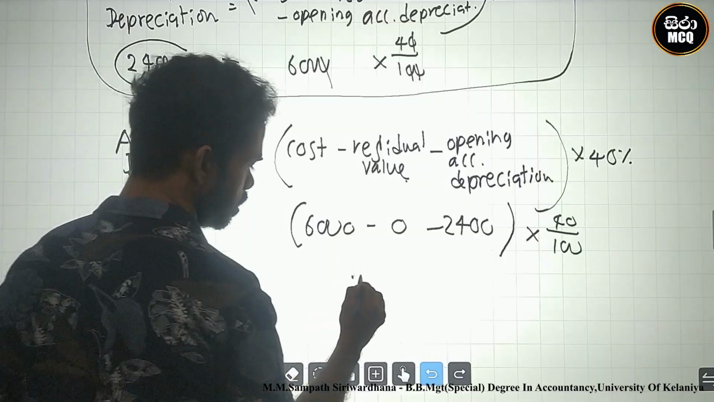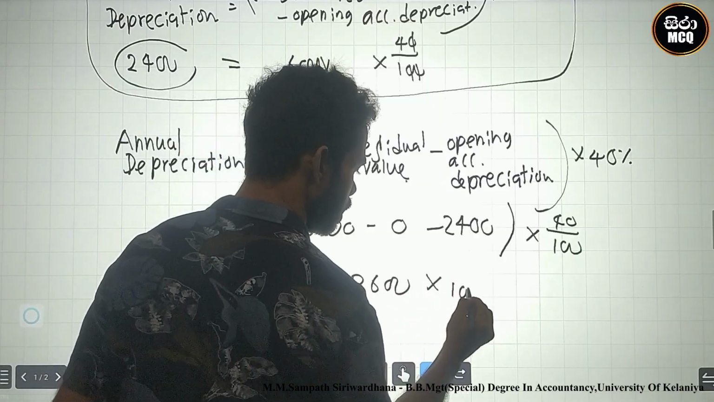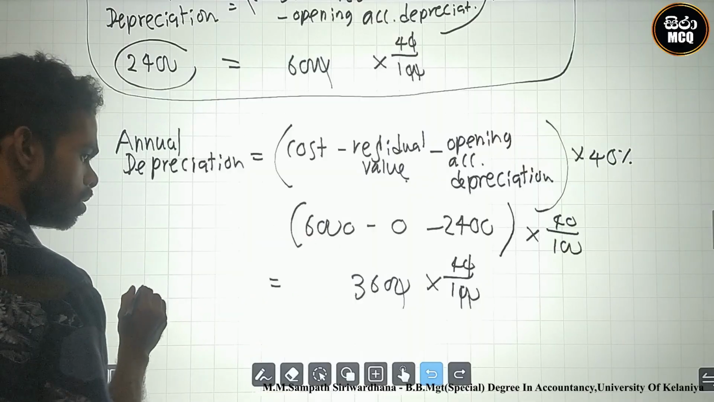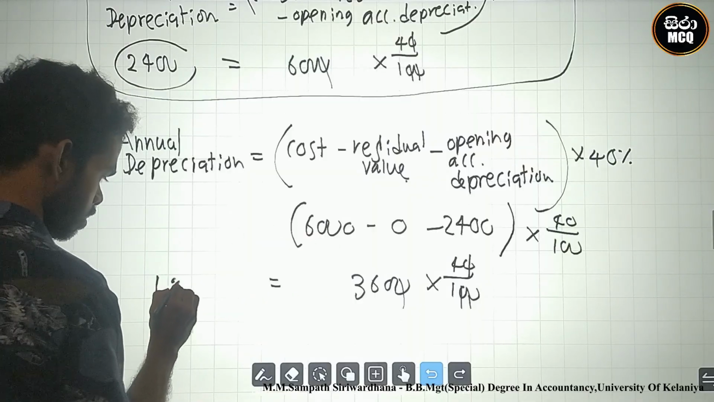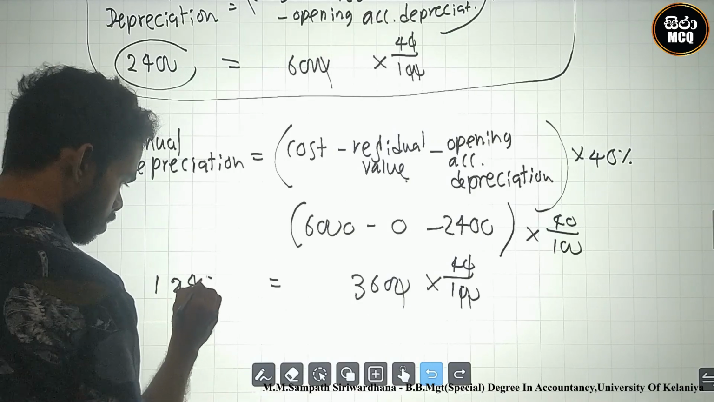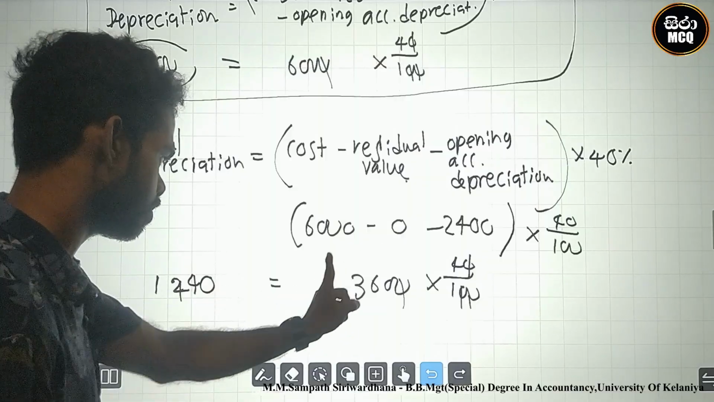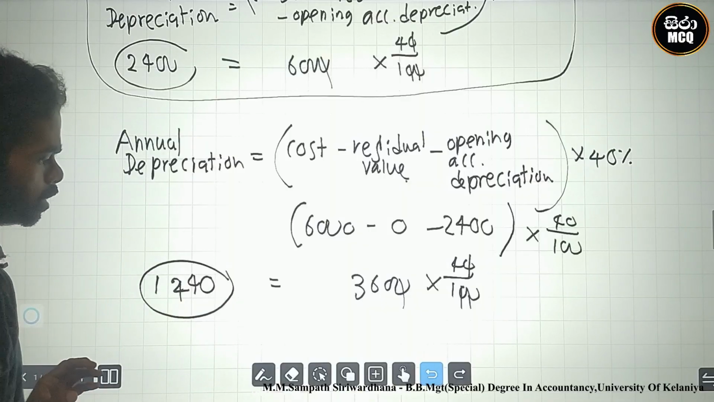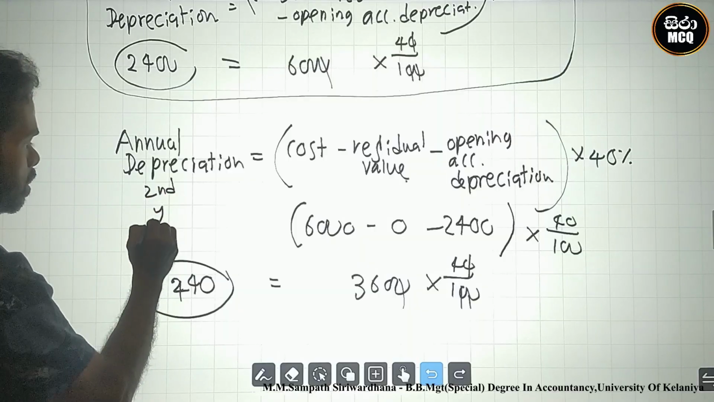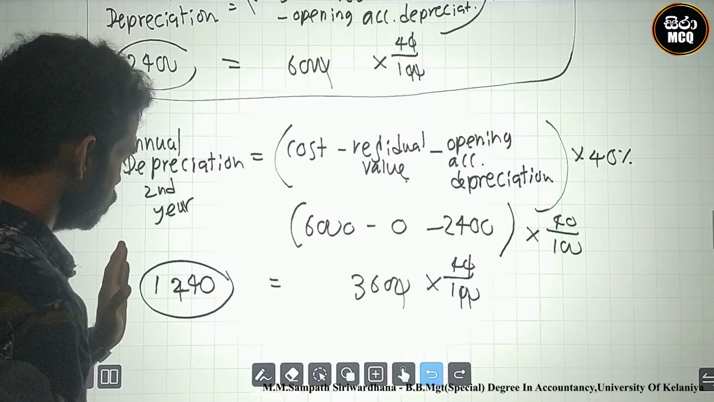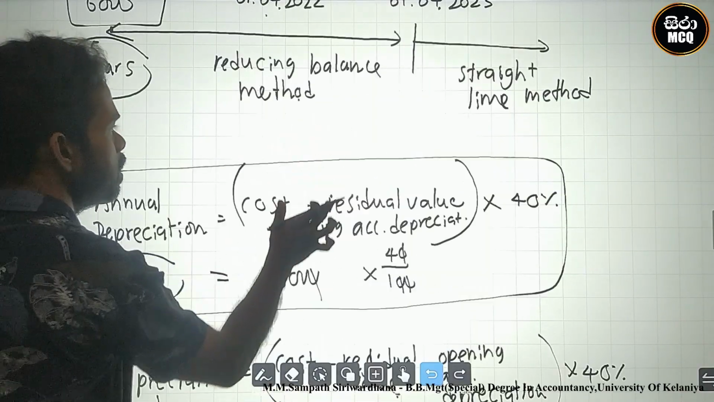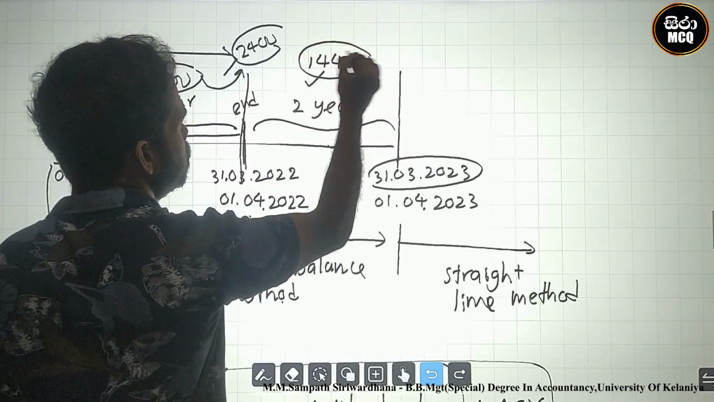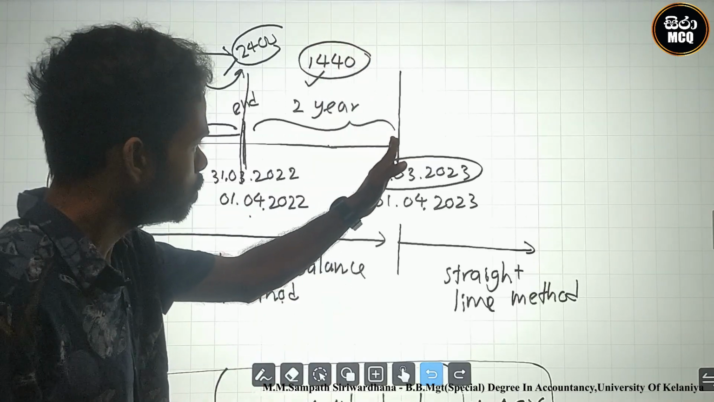Look here, after deducting, this amount is 2,600 multiplied by 40%. What is the answer? 360 multiplied by 4 means 1,440. This is the annual depreciation of the second year. We want the cumulated depreciation for 31st March 2024.